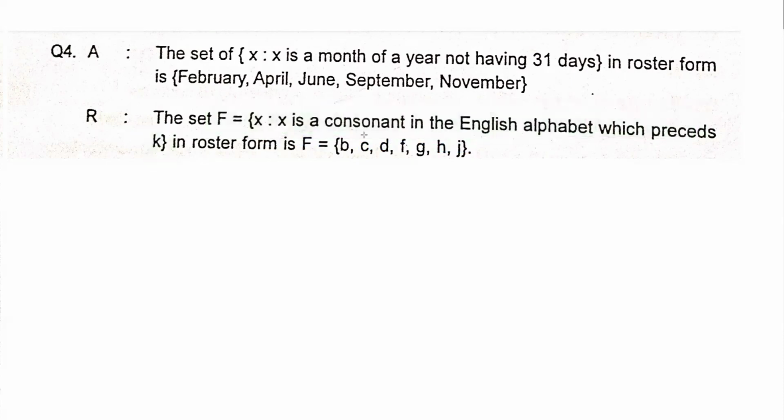So which letters precede K? A, B, C, D. A is not there, but B is, tick. B is there. C, D, E before K. F, G is there. G also comes before K. H, I. Yeah. So this is also correct, right? So we have this being correct and this is correct. But as you can see, there is no correlation. The reason is not the correct explanation.